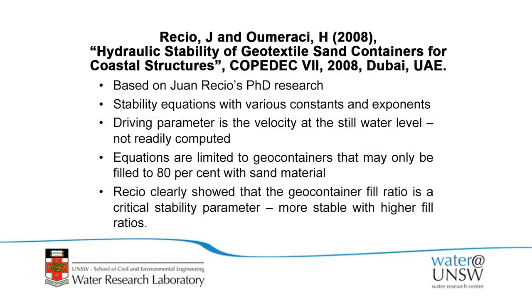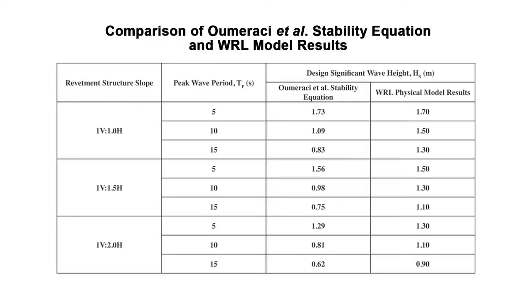His work clearly showed that the geotextile fill ratio is a critical stability parameter. So he did acknowledge that, but he did all his tests at 80% fill rather than 100% fill. So that's one of the reasons probably for the difference in his numbers. And the most difficult part, as I said, is you need to use the still water velocity, the velocity at the still water level, to drive the stability equations. We did do a comparison of the numbers that we got versus Resio's numbers. It's a whole lot of numbers, I won't go through them, but his supervisor was Hocine Oumeraci, who's a fairly prominent coastal engineer in Germany, and he published another paper from the PhD. We basically used his equations, came up with some numbers, and used our own study to come up with what sort of numbers we're getting.